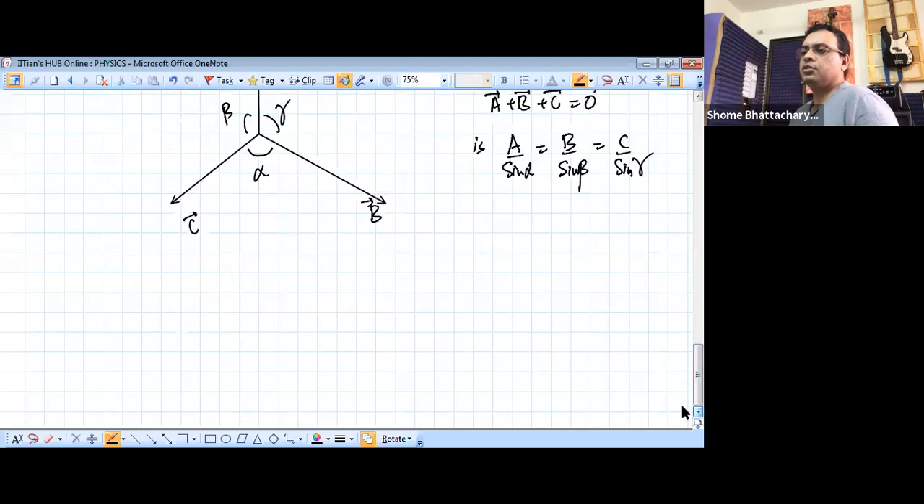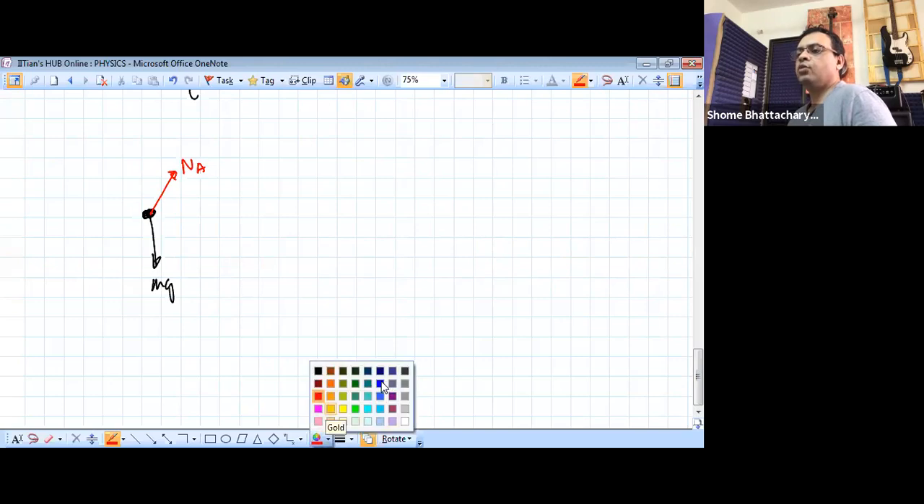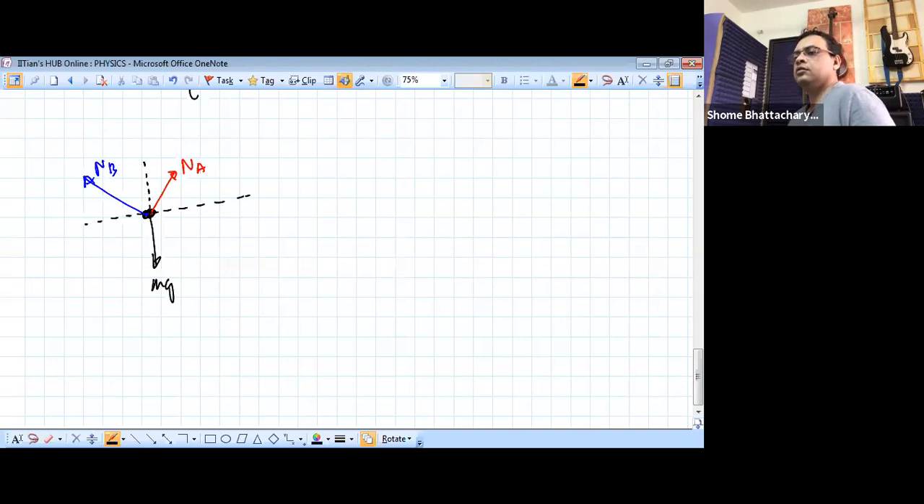So here we'll apply Lami's theorem now. In this particular case, we had mg acting vertically downwards. We had normal reaction due to this one, NA, acting like this, and normal reaction due to the other one, NB, acting like this. I'm just making a rough diagram now because I've already made the fair diagram. This was 30 degrees, and this angle was 45.